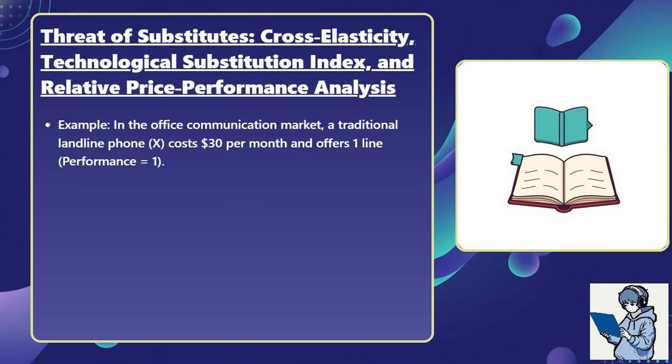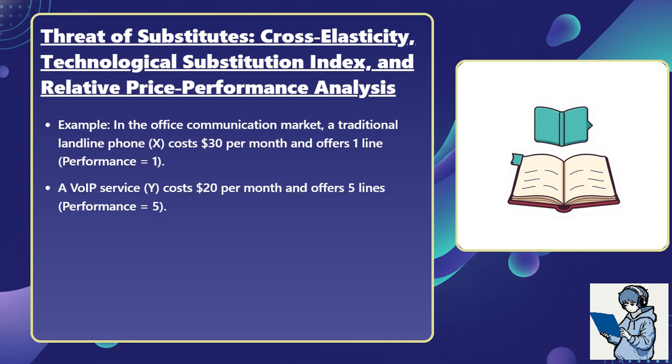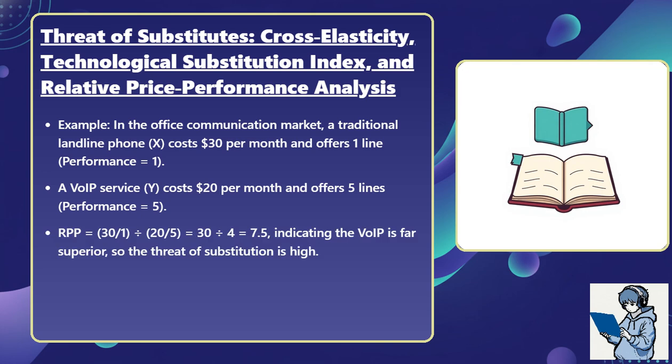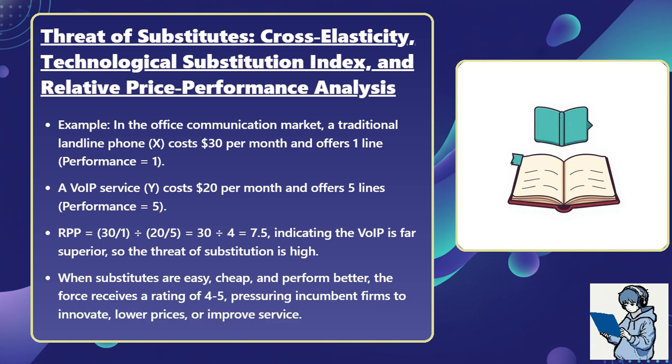Example, in the office communication market, a traditional landline phone X costs $30 per month and offers 1 line, performance equals 1. A VoIP service Y costs $20 per month and offers 5 lines, performance equals 5. RPP equals (30 divided by 1) divided by (20 divided by 5) equals 30 divided by 4 equals 7.5, indicating the VoIP is far superior, so the threat of substitution is high. When substitutes are easy, cheap, and perform better, the force receives a rating of 4 to 5, pressuring incumbent firms to innovate, lower prices, or improve service.